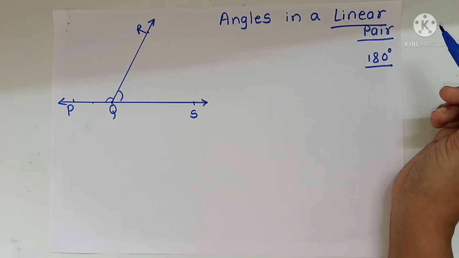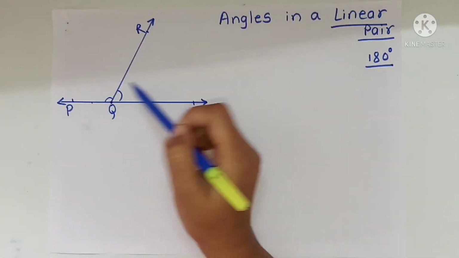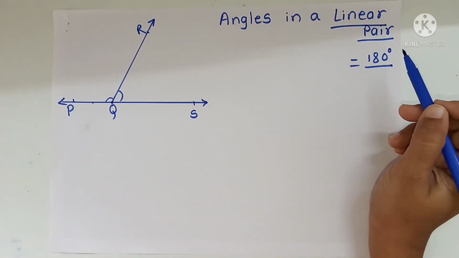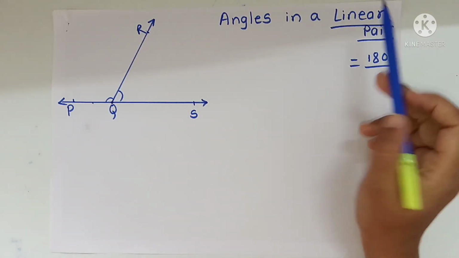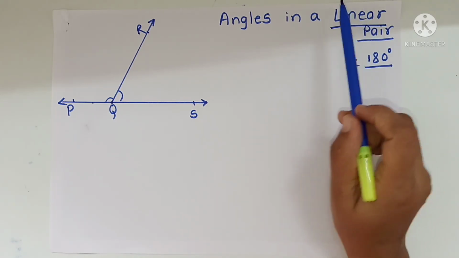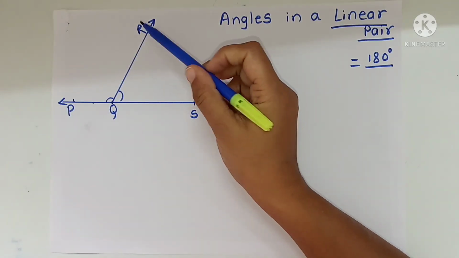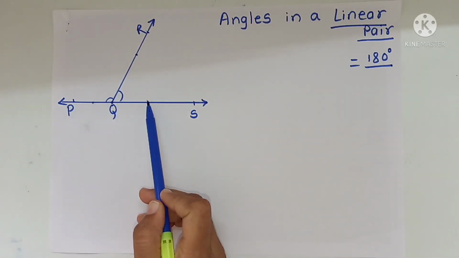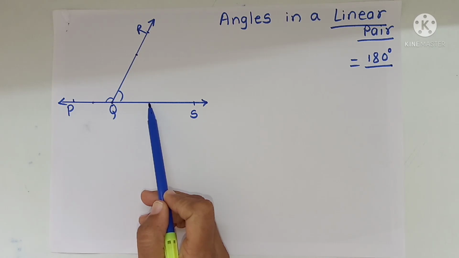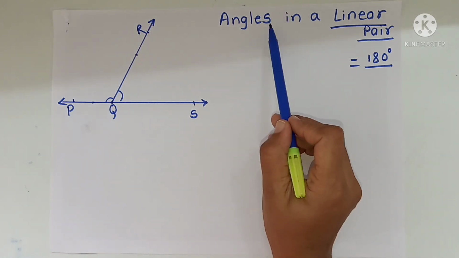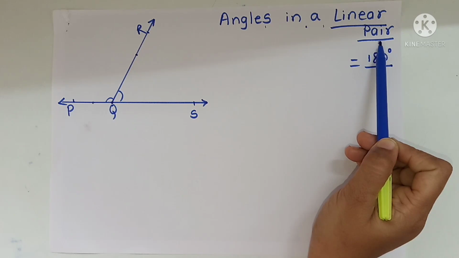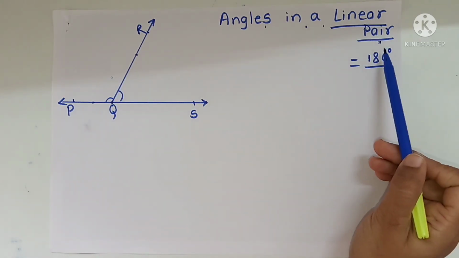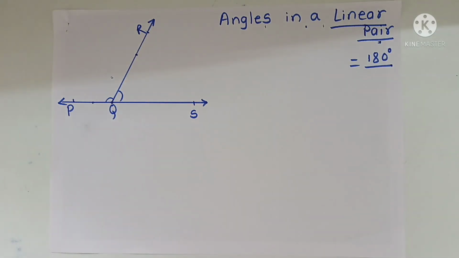The sum of the measures of the angles in a linear pair is also 180 degrees. Now, what are linear pairs? Angles which have a common arm and whose other arms form a straight line are said to be angles in a linear pair. And also these angles in a linear pair are supplementary angles.